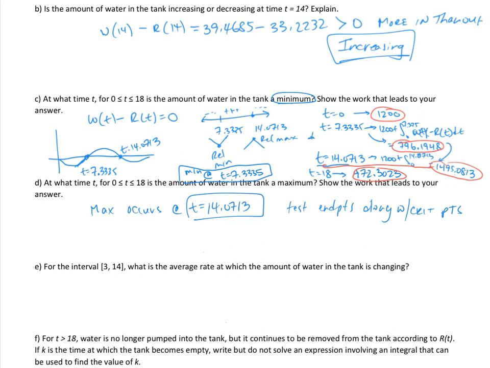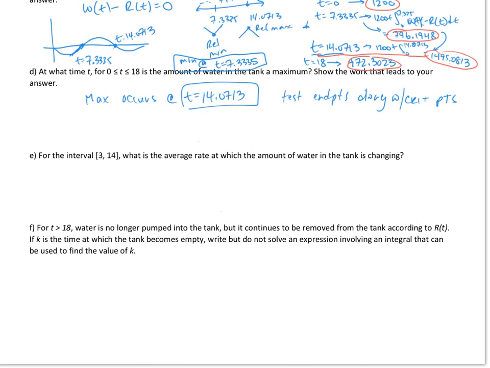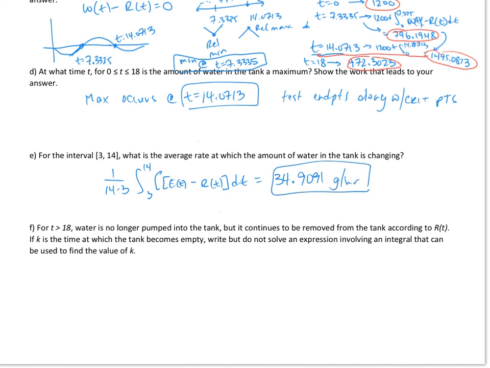So now, for the interval 3 to 14, what is the average rate at which the amount of water in the tank is changing? So for part E, what is the average rate that it's changing? What we need to do is find an average value. So for this, we're going to say this is 1 over 14 minus 3 times the integral from 3 to 14 of W of t minus the R of t dt, and this comes out to be 34.9091 gallons per hour. That's our average value there.